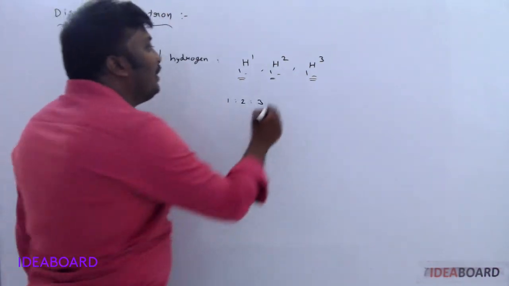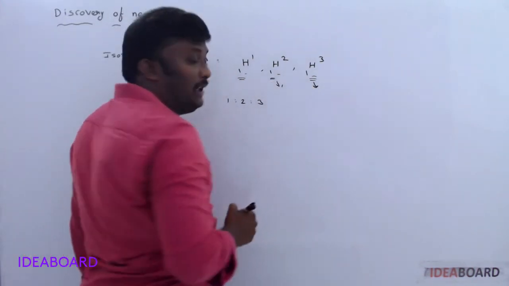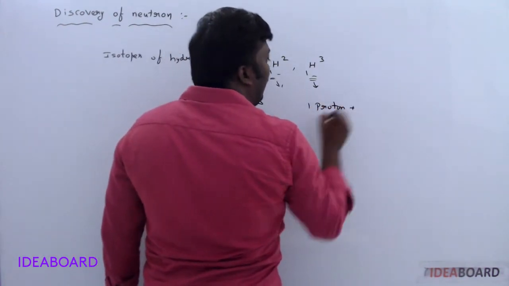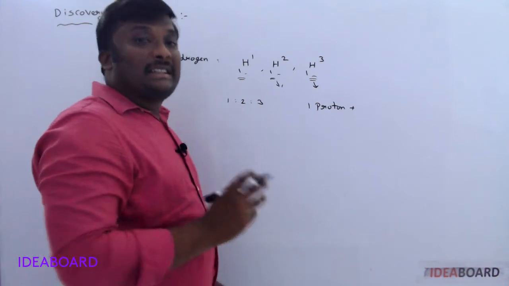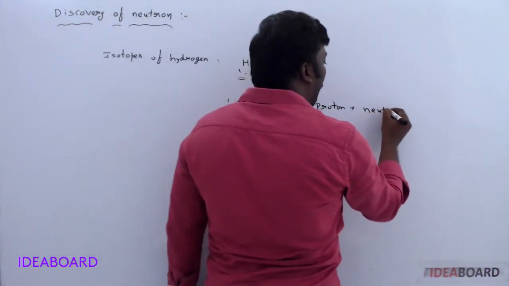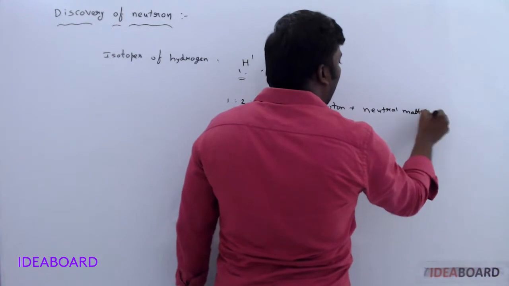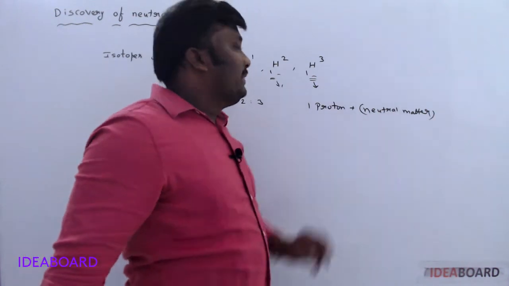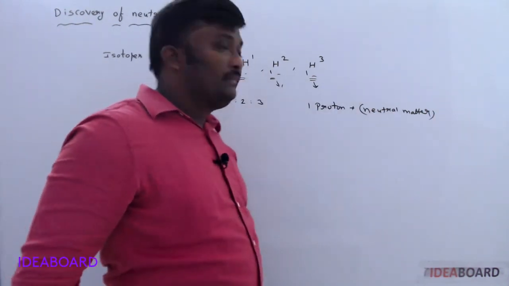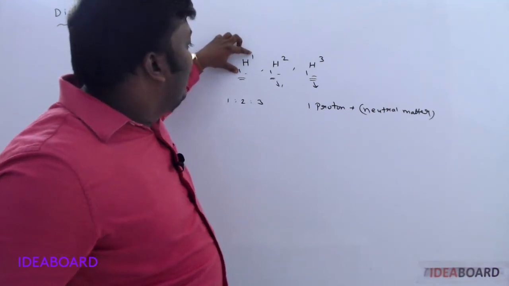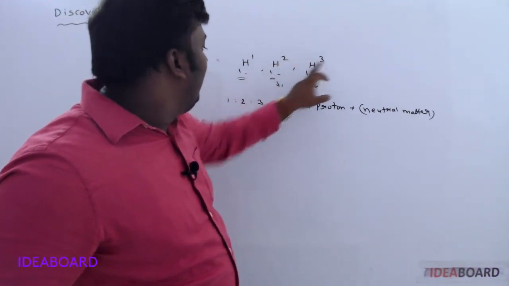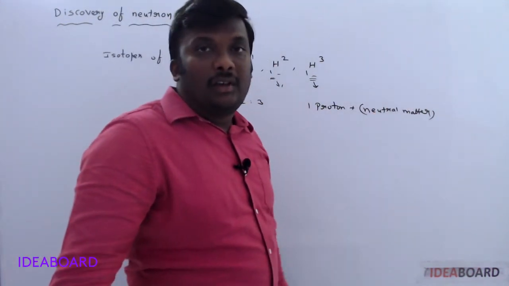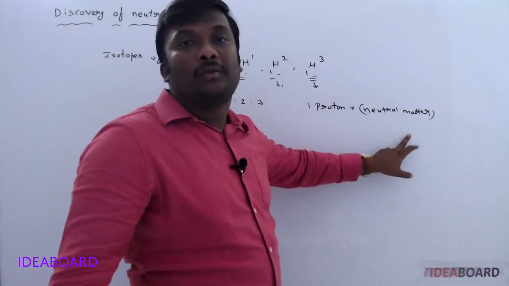So clearly for deuterium and tritium we have one proton, and in addition there is some neutral matter required, which is a multiple of some basic unit. Otherwise all are the same, because each has one proton. So in addition to one proton, the masses are 2 and 3. That means they should have certain neutral matter, which is an integral multiple of some basic unit.